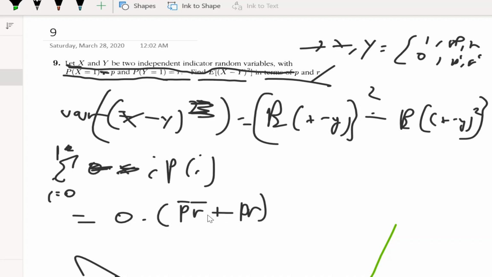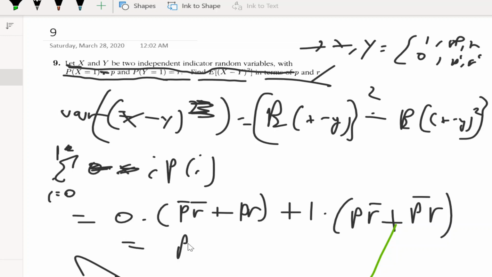Honestly, this is just to show how it works, because it's just going to be equal to 0 in the end. Then 1 times, and there are two ways to get 1: if X equals 1 and Y equals 0, or Y equals 1 and X equals 0. So this is slightly more interesting. If X equals 1, we have probability p. If Y equals 0, we have r complement. And then if Y equals 1 and X equals 0, we have p complement and then r. And boom, we have our answer.